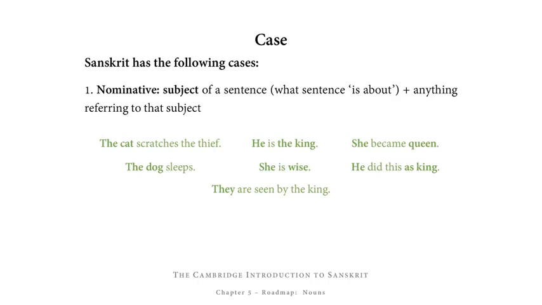Look especially at the last example, they are seen by the king. Here, they is what the sentence is about, but note that even though they are the subject, they're not actually the ones that are doing anything. Whenever you have a sentence with a passive verb, the subject of such a passive sentence would be the thing that actually has something done to it. Still, we consider it to be the subject of the sentence, and we therefore put it into the nominative because it is that which the sentence is about, that which the sentence focuses on.